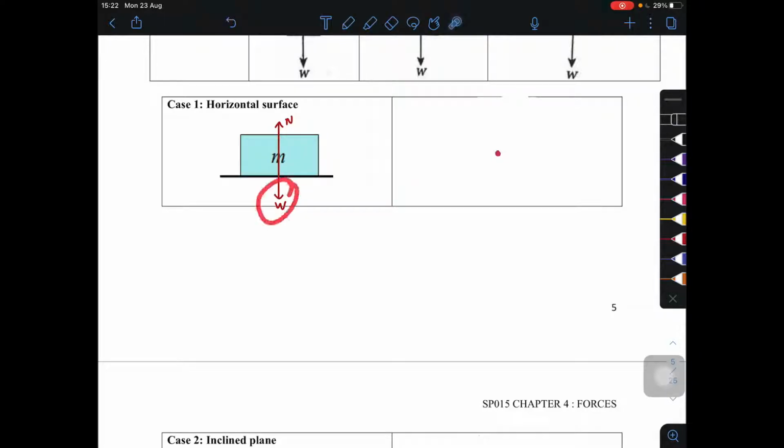So next one kita follow the direction of W, which is going downward. Okay, kena lukis arrow going downward. And then symbol W sama dengan mg. And then after that, normal going upwards direction and symbol. And that's it. That's the FBD for this one. Okay, yang penting lukis dot and then lukis arrow and symbol.